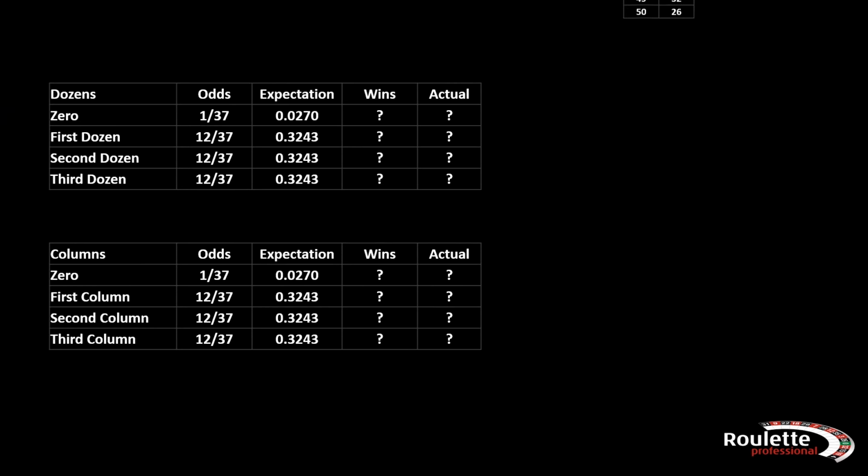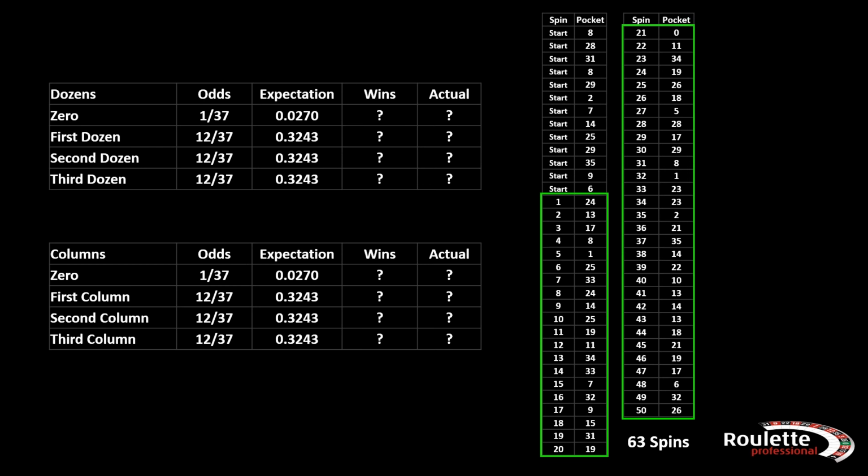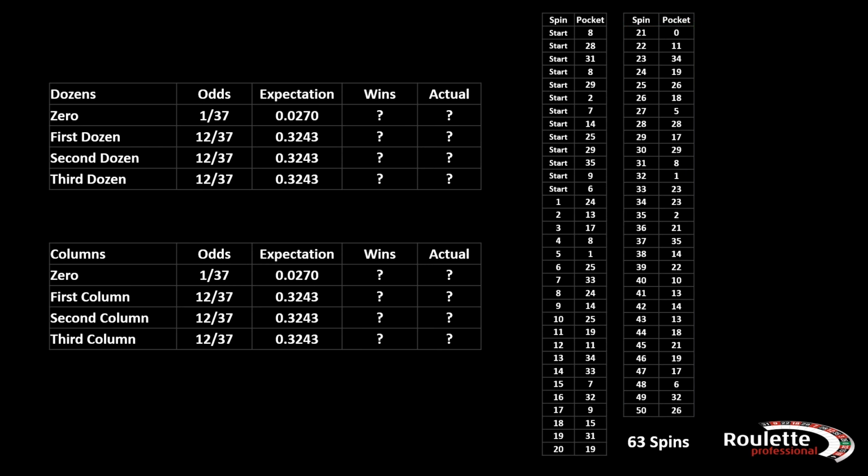We will use the spins from our earlier game, where we input the first 13 spin results as a starting point, then proceeded to play for 50 spins, giving us a total of 63 spin results. Now let's see how close they come to our expectations.